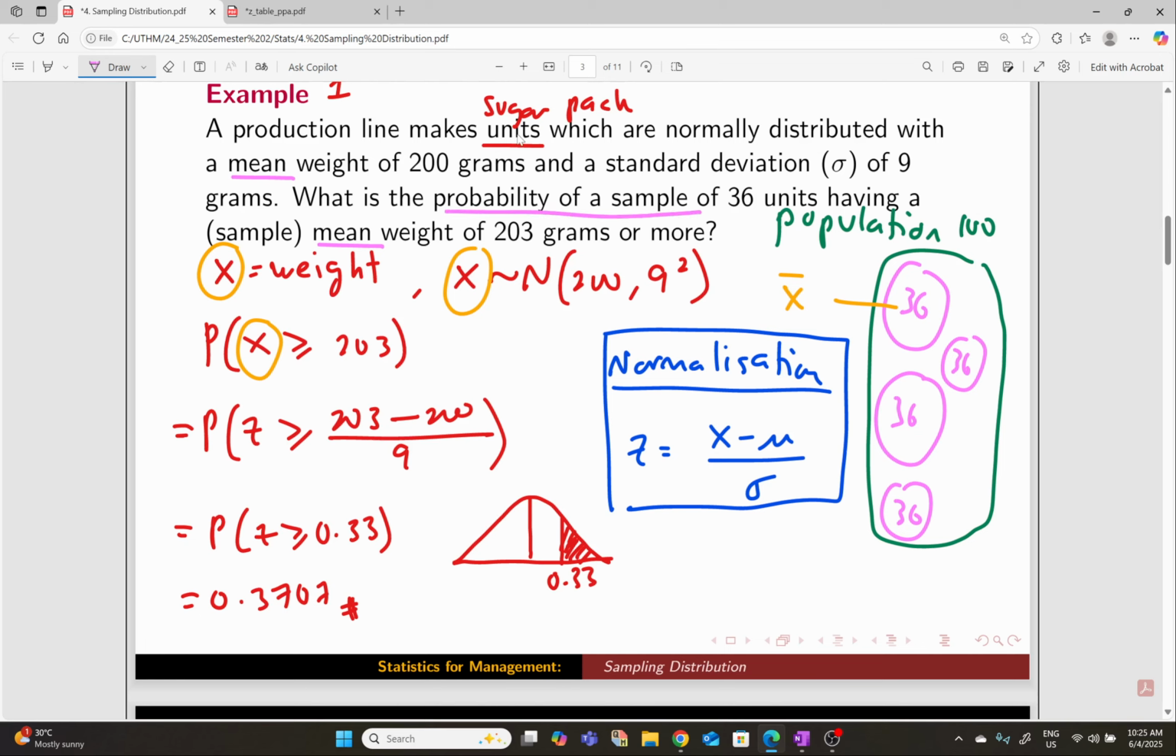A production line makes units which are normally distributed. Now the mean weight, this one, the mean weight is 200 gram. This one I am going to change now, to the mean weight. This is now the average, the mean weight. Mean weight of what? Mean weight of 36.